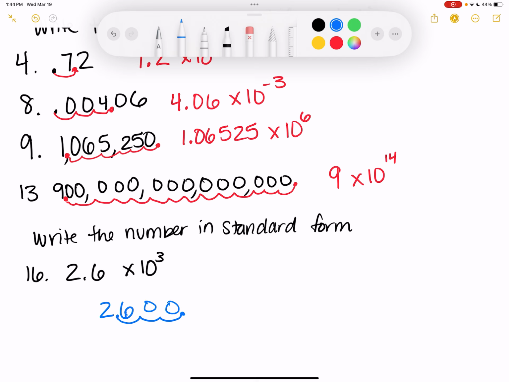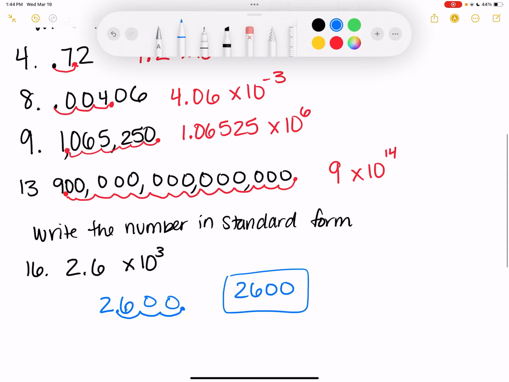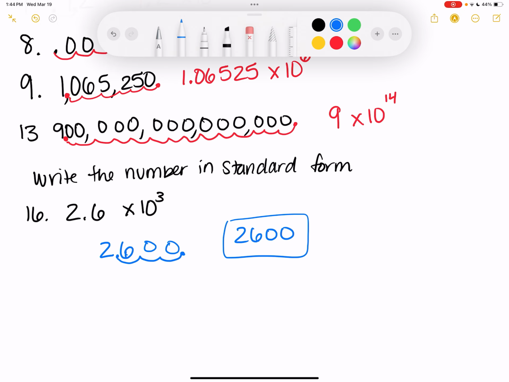So this number is 2,600. And you don't have to have the decimal with whole numbers like this. If they're decimal numbers, obviously we've got to have that decimal at the beginning.